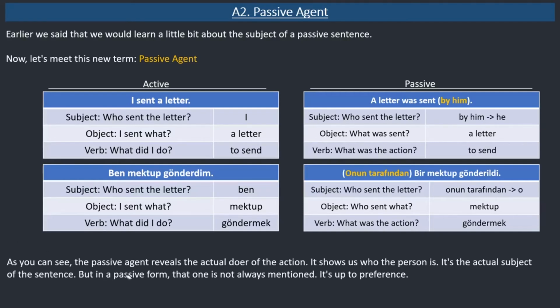So, as I said earlier, it reveals the actual doer of the action. It shows us who the person is who is doing the action. It's the actual subject of the sentence. That part is not always mentioned. That is up to you. Like, you can still say gönderildi or onun tarafından. If you want to make clear who sent it, you can say by him. If you want to leave out that detail, you can stick with gönderildi. It's up to you.